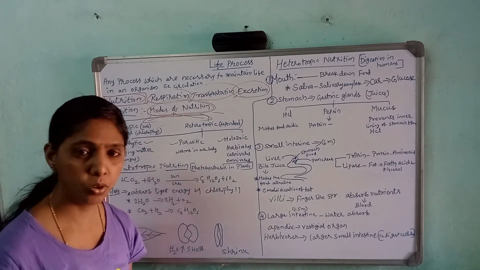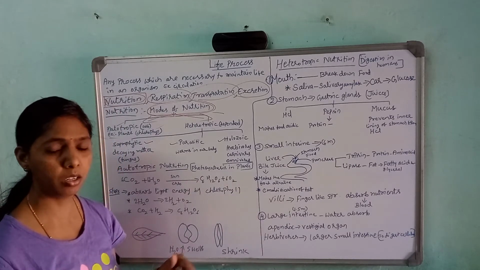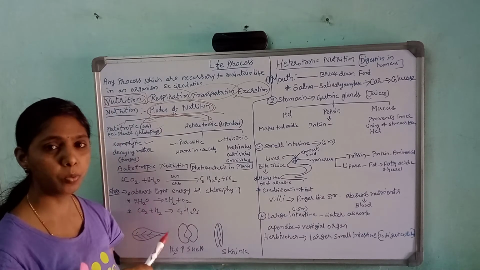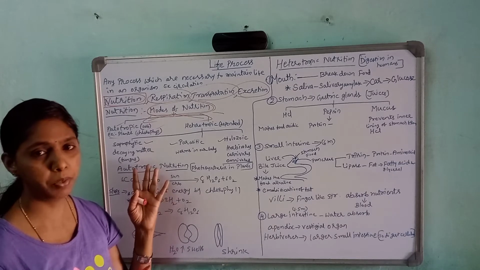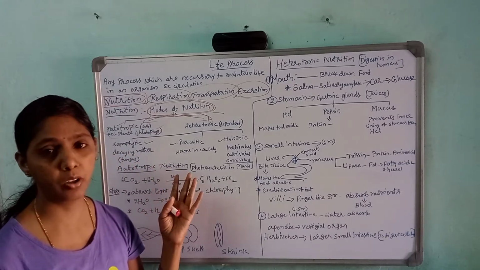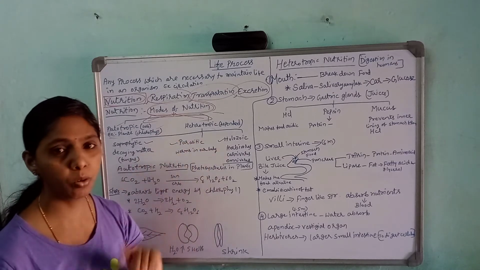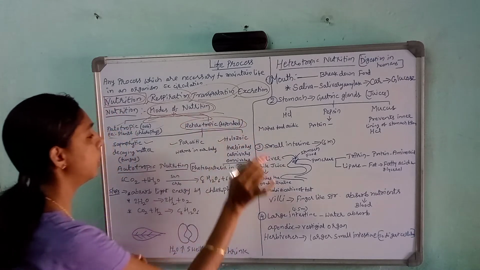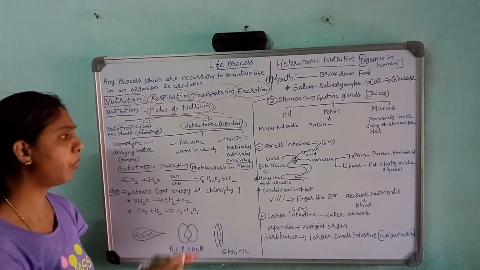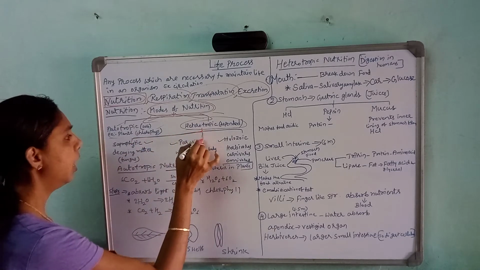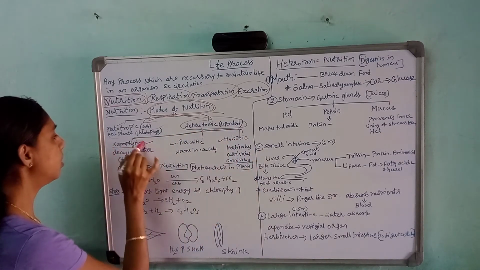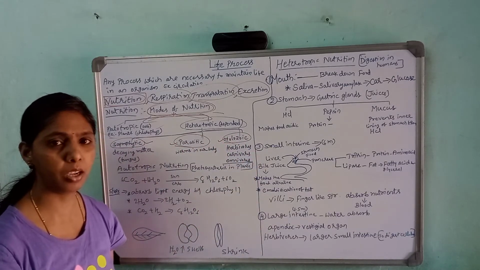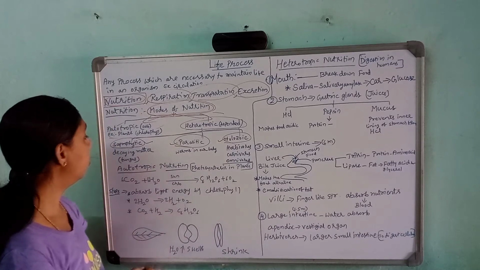About nutrition, I told you it is intake of food. The modes of nutrition mean there are two types, autotrophs and heterotrophs. Autotrophs prepare their food themselves, so they do not depend on other organisms for food, for example plants. Heterotrophs depend on other organisms for food. Heterotrophs are again divided into three types: saprophytic, parasitic and holozoic. So, what is saprophytic?